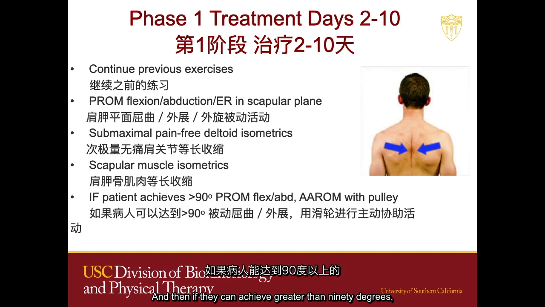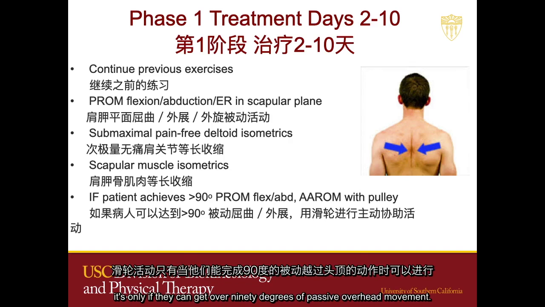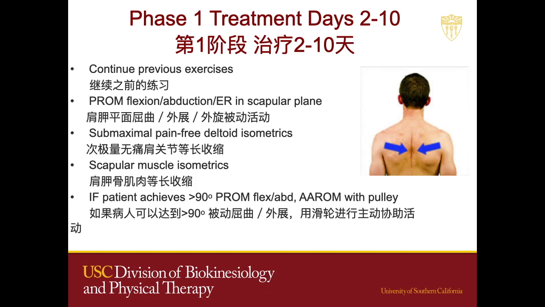And then if they can achieve greater than 90 degrees of passive flexion and abduction, we can start doing active assistive range of motion with a pulley within that first 2 weeks. So again, it's only if they can get over 90 degrees of passive overhead movement, okay? Otherwise, no pulleys.